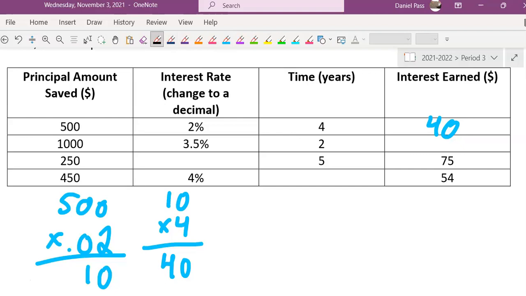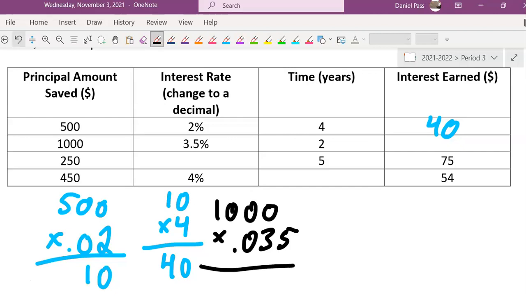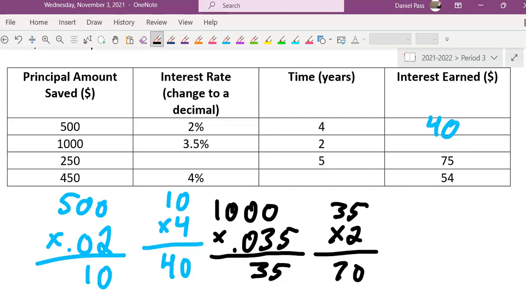Oh shoot. So I did the same thing as the last one. I changed 3.5% into a decimal, which I got 0.035. Careful moving your decimal on these. Next step, I multiplied 1,000 times 0.035, and I got 35 out of that. That becomes $35. You move the decimal 3 times. Next you multiply by the time, which is 2 years, and then you get 70.